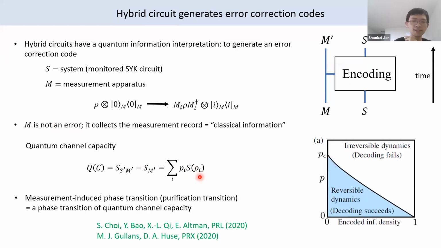In this context, the measurement-induced phase transition, more precisely the measurement-induced purification transition, is a transition of quantum channel capacity. If you fix a finite density of information in a circuit, there is a transition as a function of measurement rate, and it is distinguished by the capacity. In the reversible phase, the capacity is finite, so you can have residual information that can be decoded successfully. On the other hand, in the irreversible phase, the decoding fails.